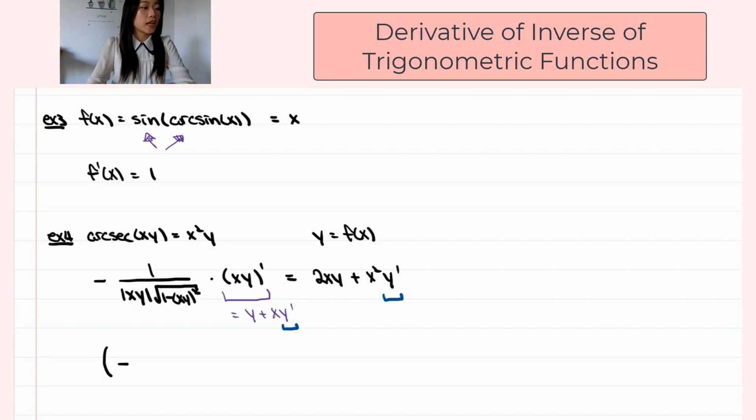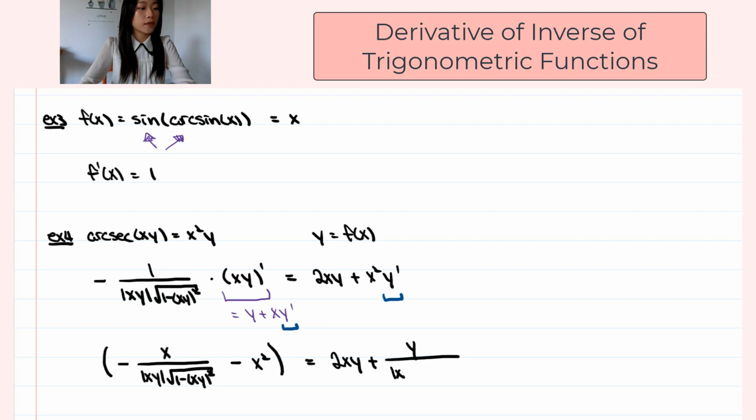I have negative of x divided by absolute of x times y, square root of 1 minus x times y squared, and minus x squared. And this equals 2xy plus y divided by absolute of x times y and square root of 1 minus x times y squared. And don't forget the y prime on the left hand side.